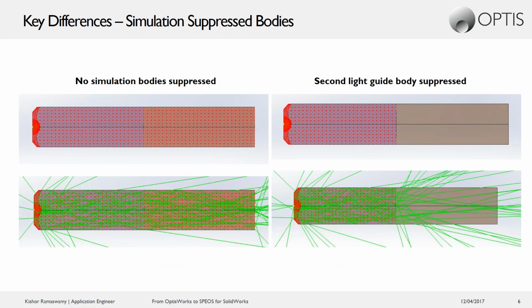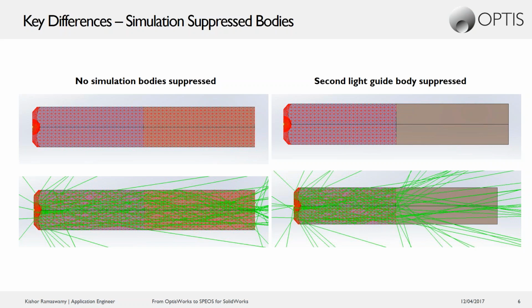Another element that was introduced, and again this is due to the new modeling of solid bodies instead of surfaces, is a feature called simulation suppressed bodies. So this is a way of essentially removing a body from a simulation without having to actually suppress the entire body inside of SOLIDWORKS. So we are essentially virtually suppressing the body by not including it in our mesh.